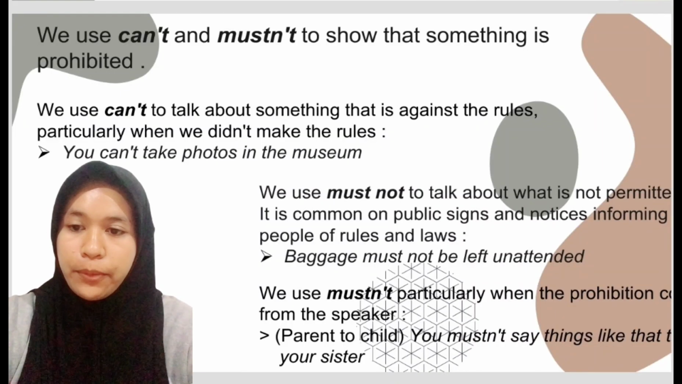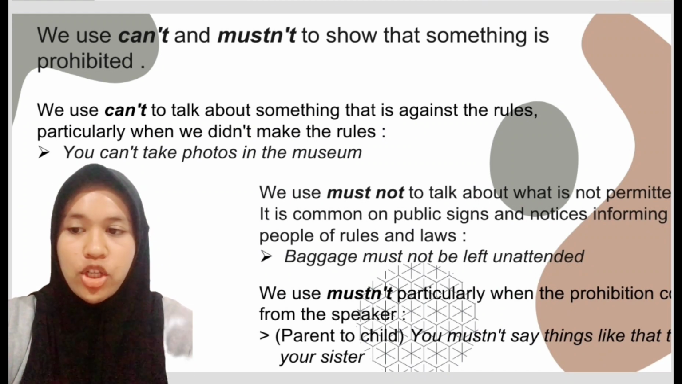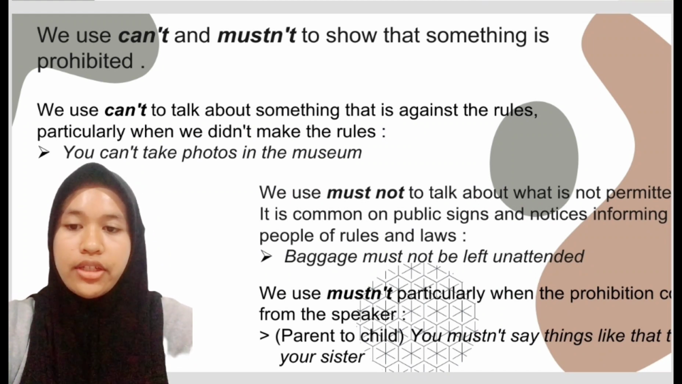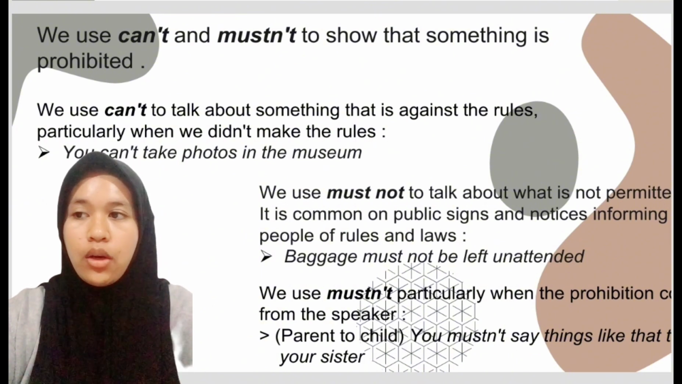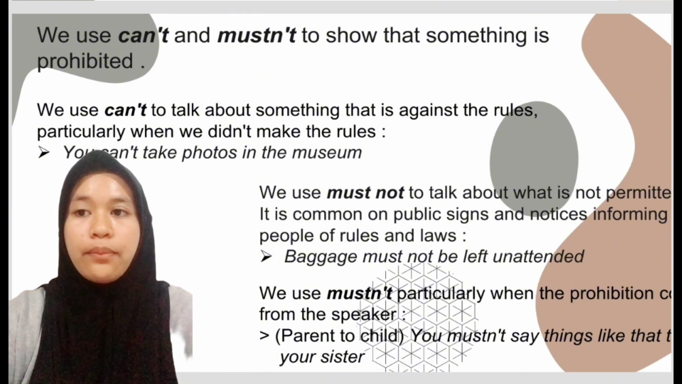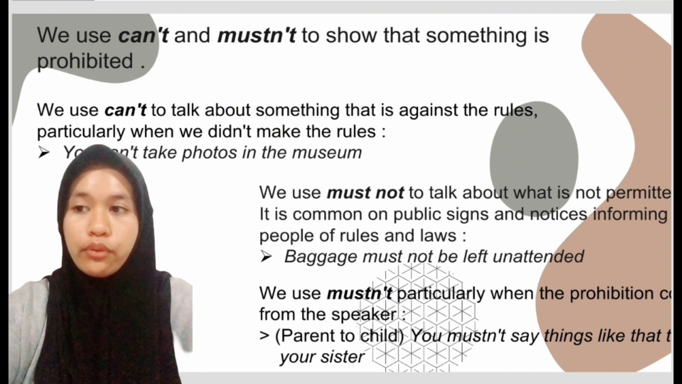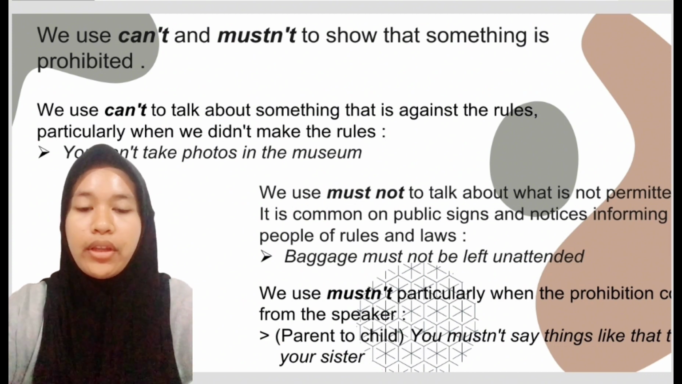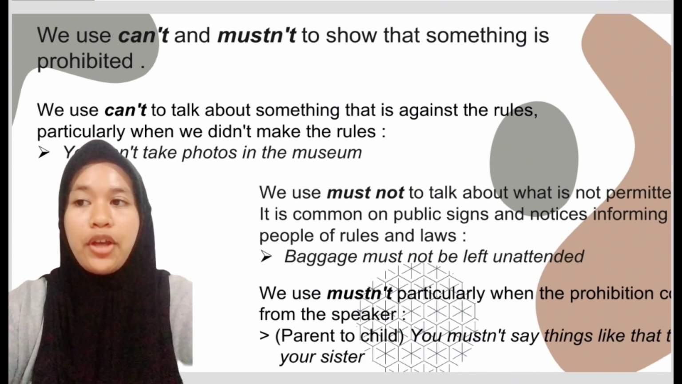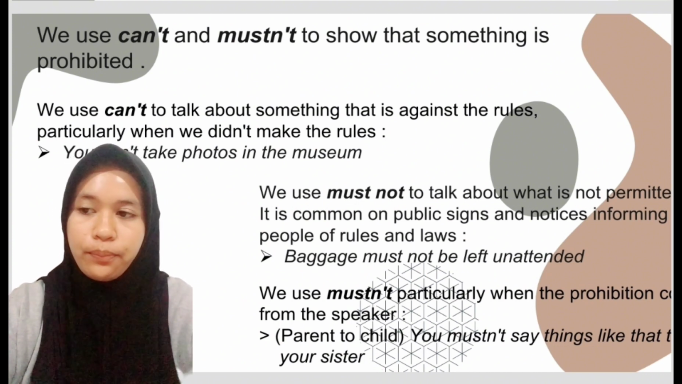The next modal verbs in permission are can't and mustn't. We use can't and mustn't to show that something is prohibited. We use can to talk about something that is allowed, particularly when we didn't make the rules. Like for example, you can take photos in the museum.